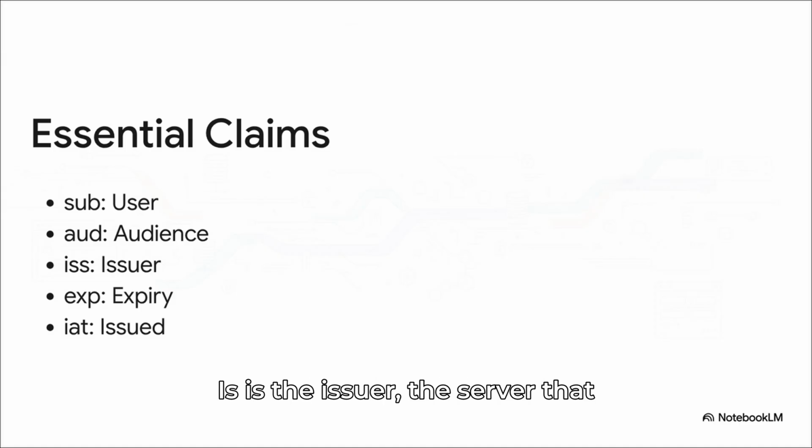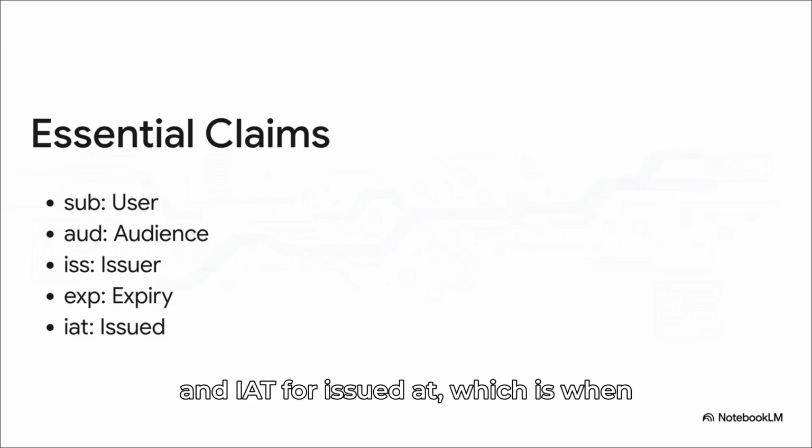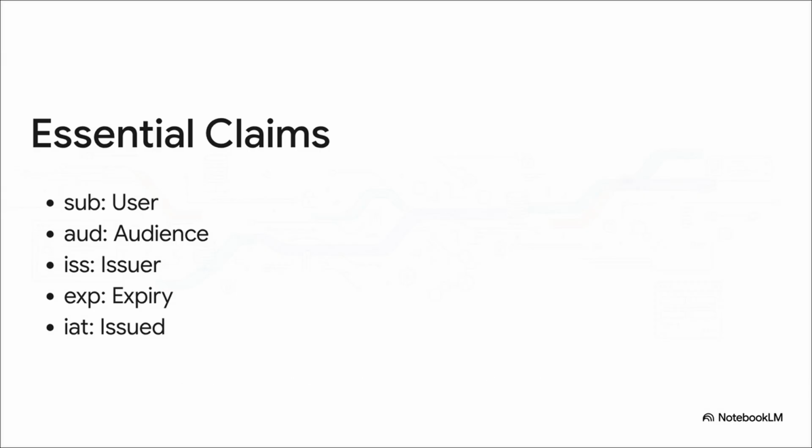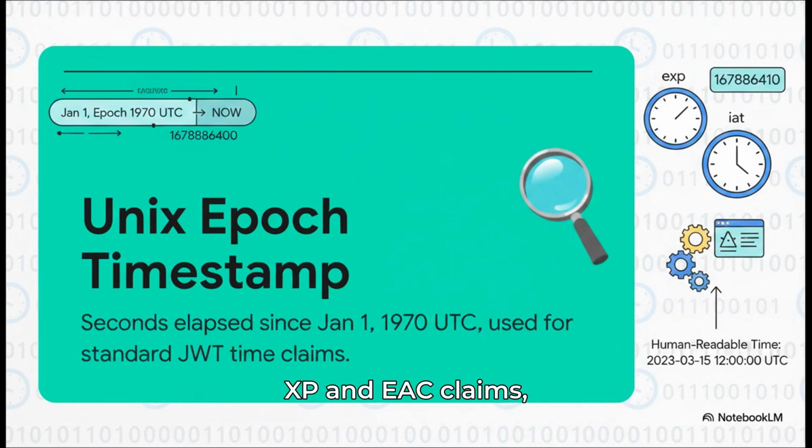Is the issuer, the server that actually created it. And then we get to the absolutely critical time claims. EXP for expiration time, which is exactly when the token dies, and IAT for issued at, which is when the token was born. Now, if you look closely at those EXP and IAT claims, you'll probably notice they look like giant random numbers, not actual calendar dates, no slashes or dashes.